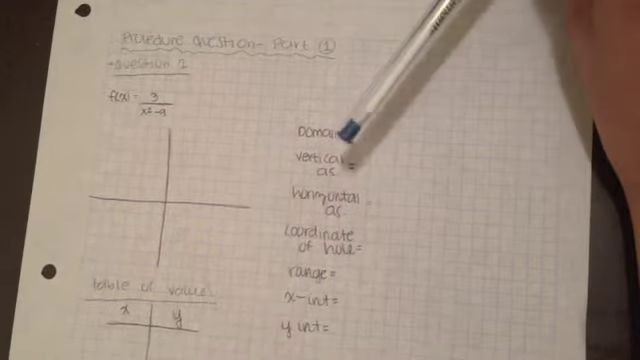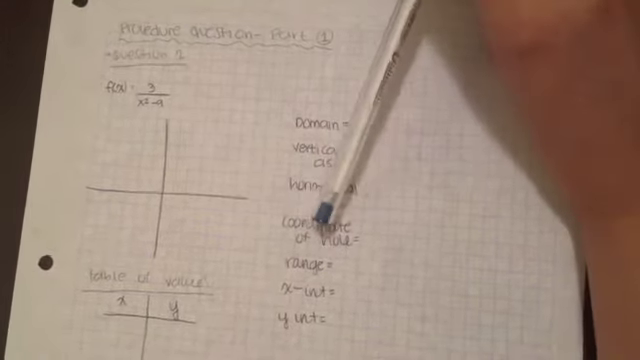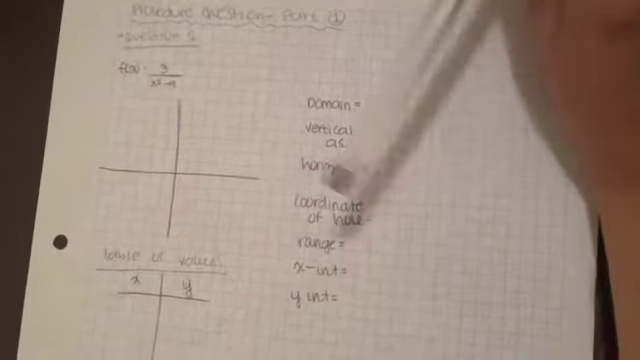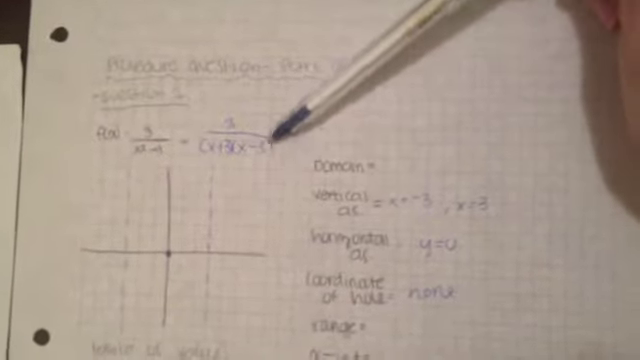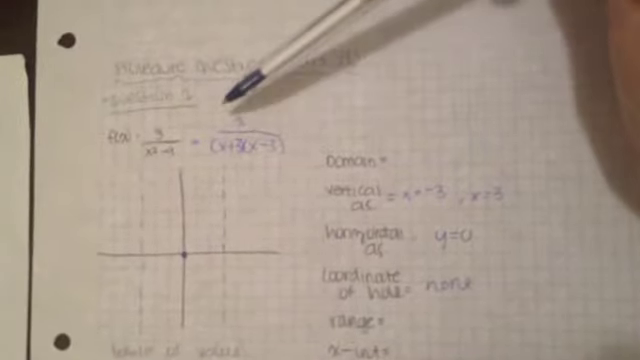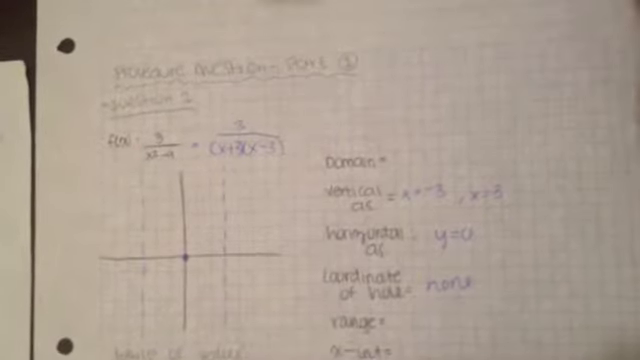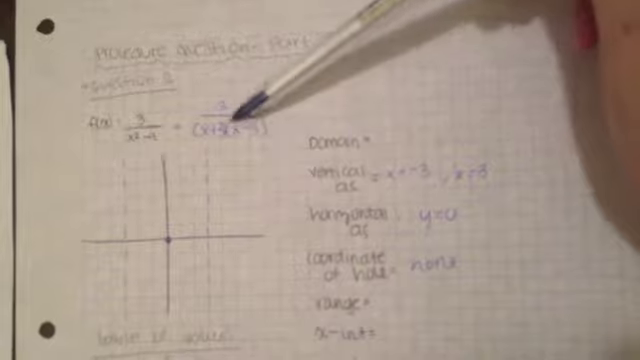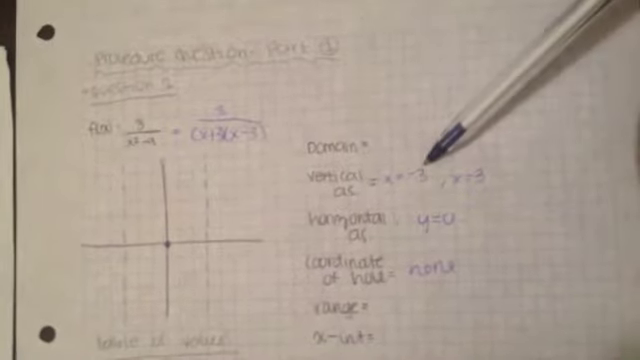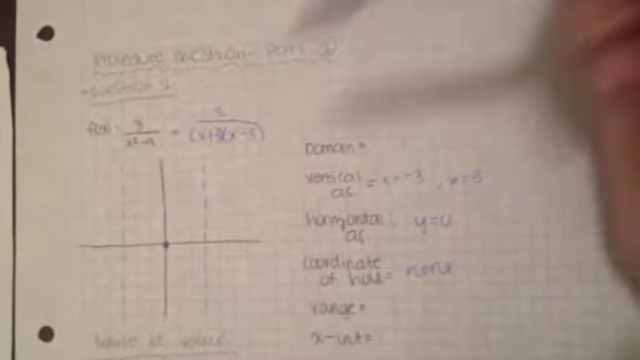In procedure question number 2, we are looking for the domain, the vertical asymptote, horizontal asymptote, coordinate of the hole, range, y-intercept, and x-intercept. We will start by expanding the denominator, which would be x plus 3 times x minus 3. Now, we will start with the vertical asymptote by solving for x in the denominator. This will give us negative 3 and positive 3.